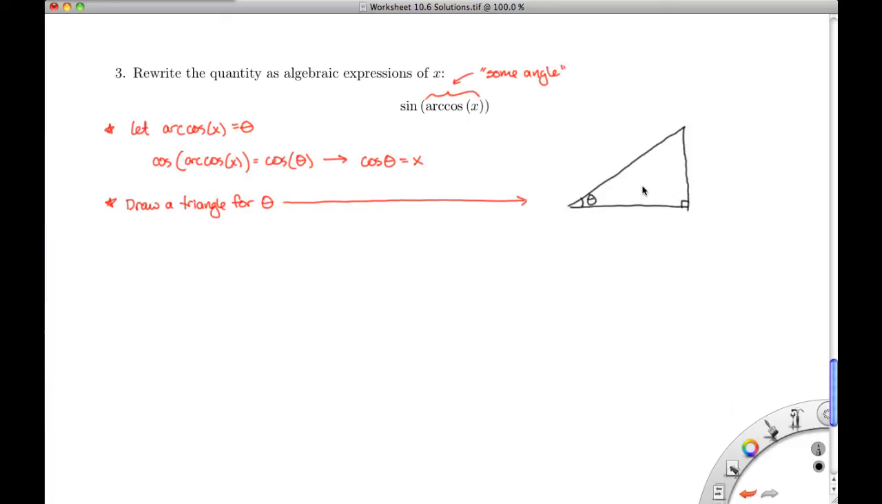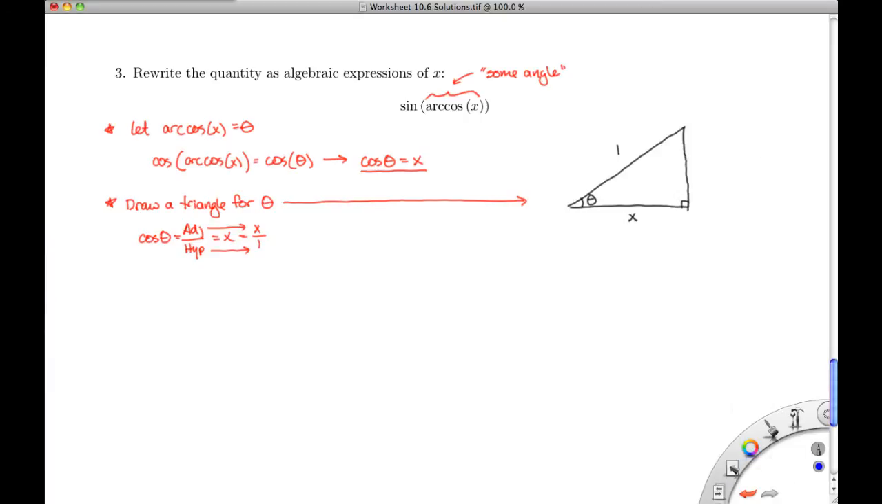Now we know already from this substitution right here that the cosine of theta is equal to x. Well, the cosine of theta we define as the adjacent side divided by the hypotenuse. And if we know that this is equal to x, let's think of this as x over 1. So that means that our adjacent side is x and our hypotenuse is 1. So let's start to fill that out on our triangle over here. So there's our hypotenuse 1. Here's our side adjacent to theta, which is x. Now all we need to do is figure out the opposite side.